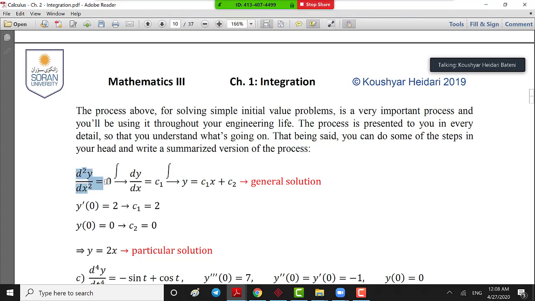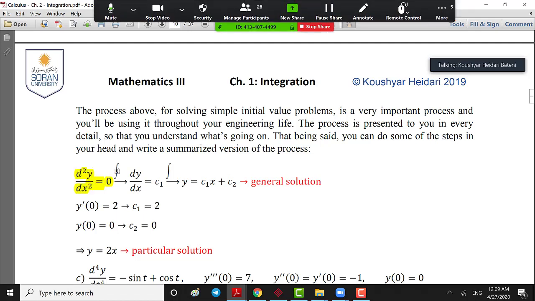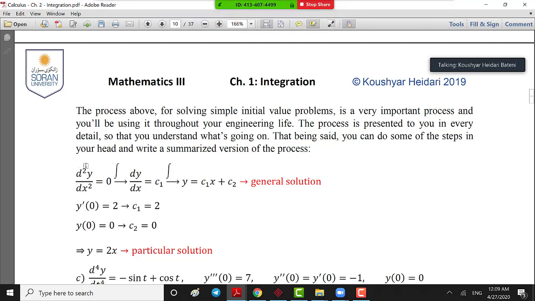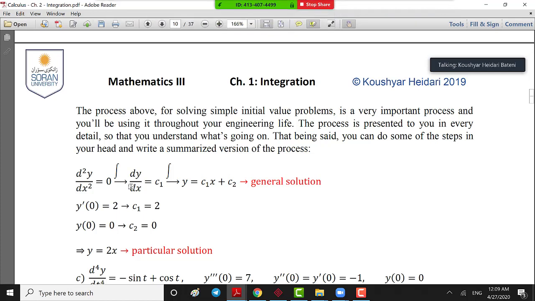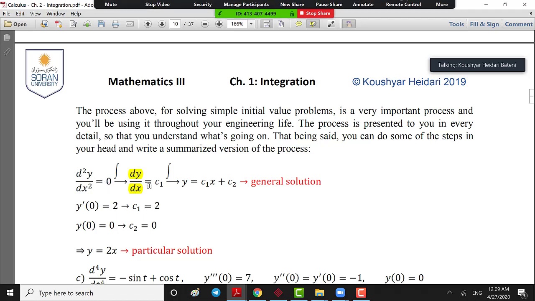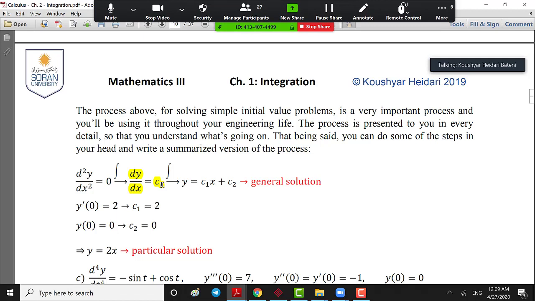This is our differential equation. If we integrate both sides of it, the integration of the second derivative is what? Is the first derivative, right? The old saying that integration and derivation have a reverse effect is somehow true, but not a very accurate statement. Now, the integration of the second derivative becomes the first derivative. The integration of 0 is a constant, right?